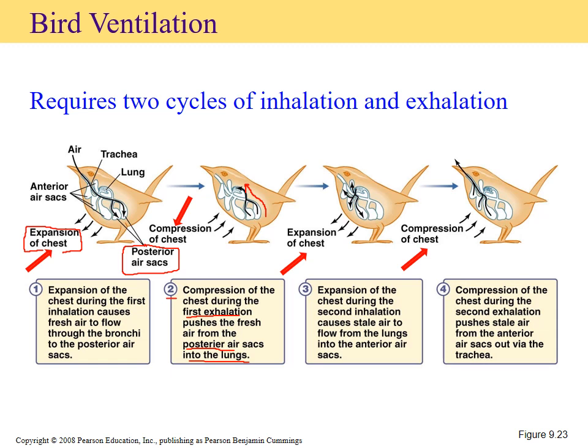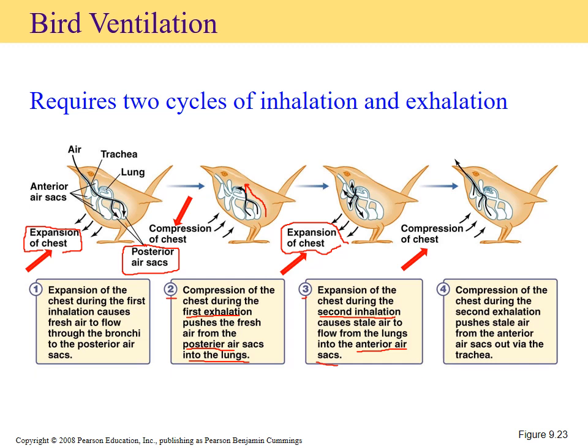Our second inhale, my apologies. Our second inhale is going to do the same movement with the chest that we initially saw. We are going to expand the chest. And when we expand the chest, we're going to use that pressure difference that we created to now take the air that's been sitting in the lungs. So it has done its gas exchange. It's now what we call expired or stale air. We no longer need it. It's going to allow the stale air to move from the lungs into the anterior air sacs.